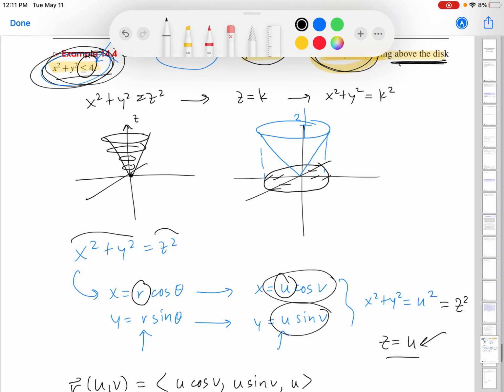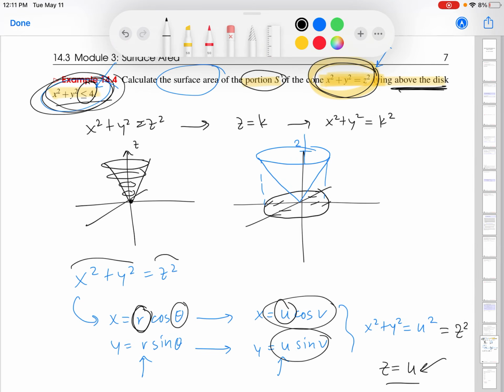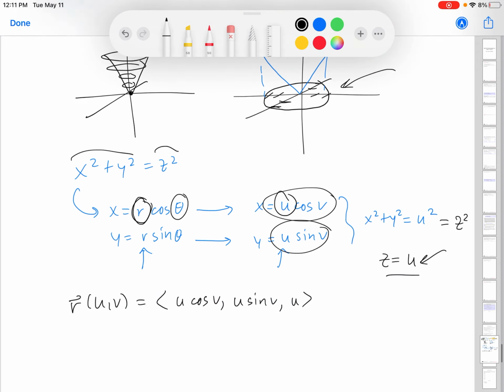And r was like our polar distance from the origin. So we are now looking somewhere in the UV plane, which has become the r theta plane, and we're trying to calculate the surface area lying above this disk. So we're going back here now, and from this is where we extract r and theta. So from here we see that we're looking at a circle of radius 2.